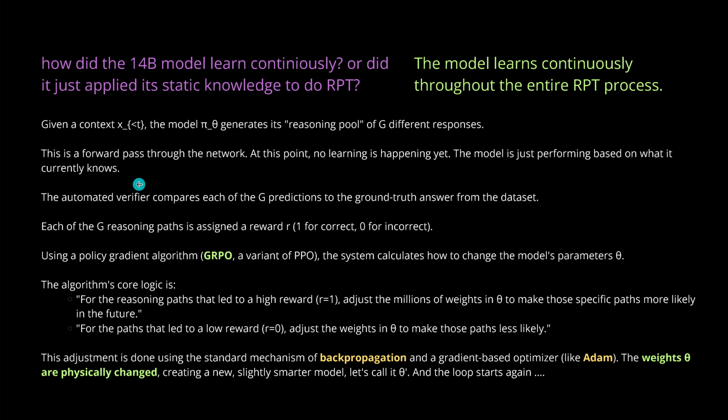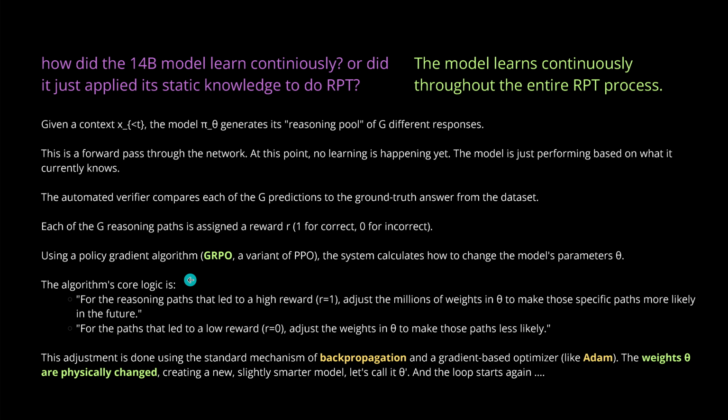And now the automatic verifier compares each of the G predictions, as I just showed you 5 minutes ago, to the ground truth answer A from the training dataset. And then each of the G reasoning paths is assigned a reward R, a scalar reward. In the simplest case, it's 1 for correct and 0 for incorrect. And using now what we know as GRPO, a policy gradient algorithm, our nabla theta on J, the system calculates how to change the model parameter theta, our 14 billion trainable parameters, for example.